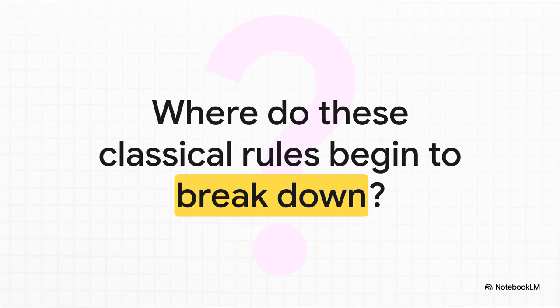Newton's laws are incredibly powerful. I mean, they describe the motion of almost everything we can see, from a thrown ball to a planet orbiting the sun, but they aren't the complete story. So the final question I'll leave you with is this. At what scale, either very, very large or very, very small, do these elegant classical rules start to fail, requiring a whole new set of rules to describe how the universe really works?